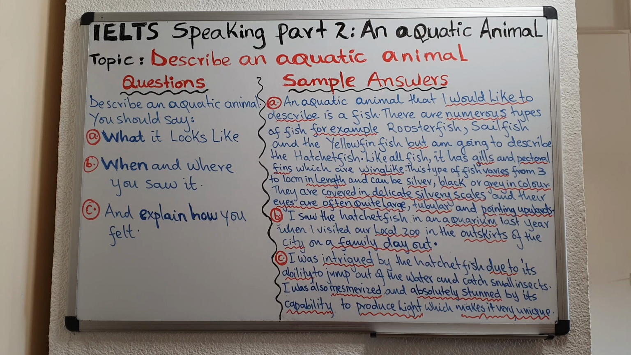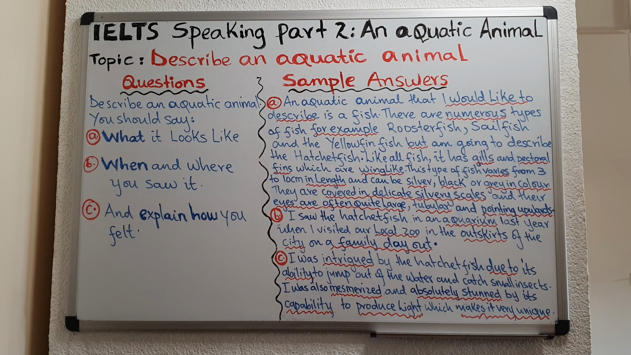Tip number 3 is use a variety of sentence structures in your answers. If you're aiming for a band 8 or a band 9, then you need to be using a lot of compound and complex sentences. A compound sentence has 2 verbs and it has 1 linking word. A complex sentence has 2 or more linking words.